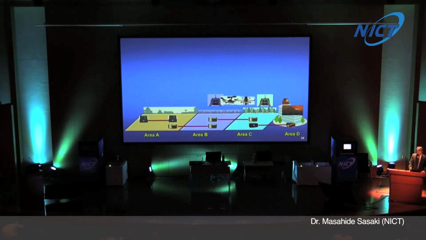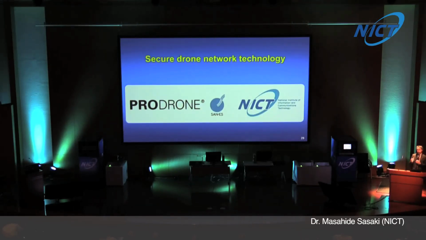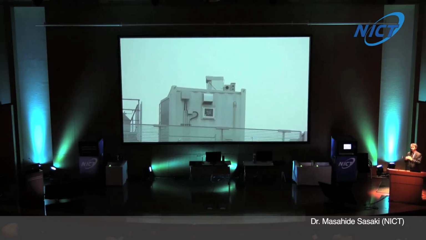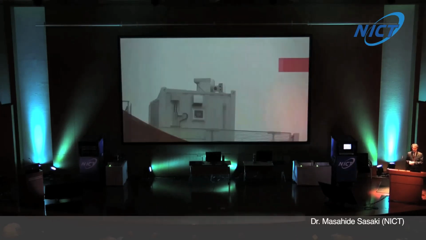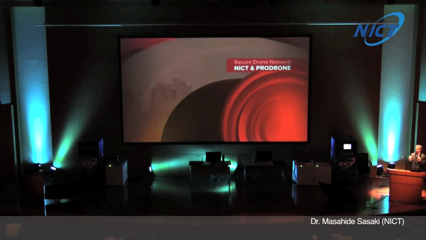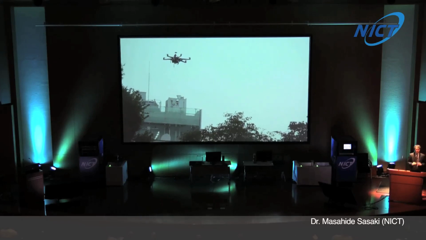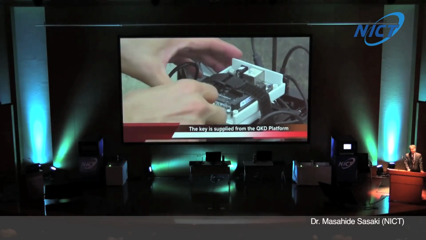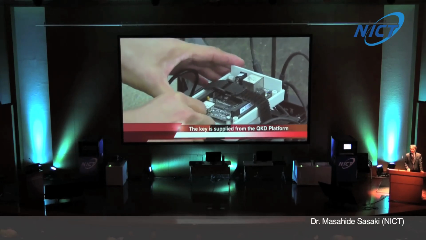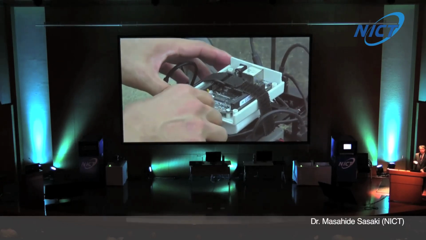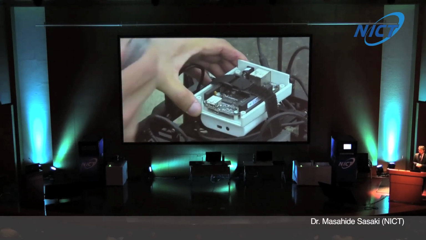Okay, so this is a basic concept, and we are developing this secure drone network technology in collaboration with Japanese companies ProDrone and Science Trading. So let me show a video of ongoing experiments. We use the Tokyo Free Space Optical Testbed and QKD platform and combine them with a drone communication technology. So the first thing to do is to supply the secure key from the QKD platform to the drone communication unit. This is done by an authenticated memory stick. Now the secure key is safely transferred to the communication units.